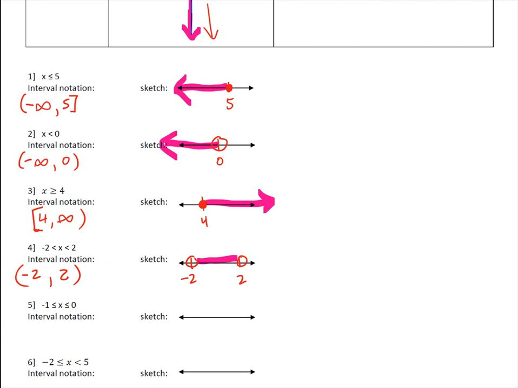I'll do one more. Let's say right here we have between -1 and 0, and we're counting both, so 2 closed bubbles. So x is in between these two, okay? In interval notation, the farthest to the left is -1, right? And we count it, so it's a bracket. The farthest to the right is 0, and we count it, so it's a bracket, okay?